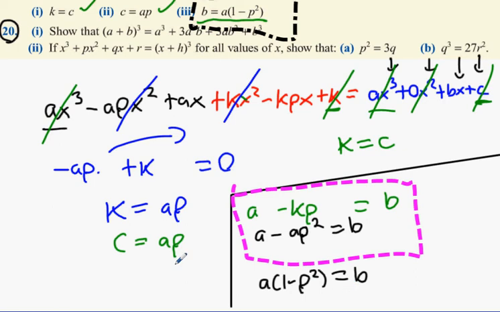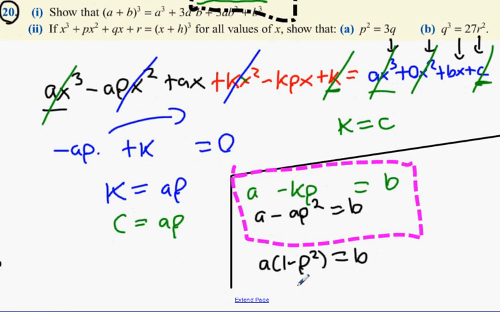It's just the other way around. You can spin it around if you want to make it look a lot like what we want it to look like. B equals a bracket 1 minus p squared equals b. Okay, is that alright?